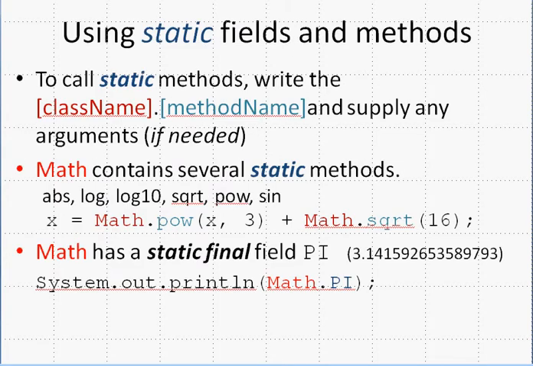To call a static method, simply write the class name, a dot, and then call the method. For example, there's a class called Math that contains several static methods: abs, log, log10, sqrt, pow, sum. So we use that when we say Math.pow(x, 3). What we're saying here is that we're going to raise x to the third power. So notice we have Math, the name of the class, dot, and then the name of the method, and any parameters or arguments if needed. Math also has a static final field named PI.